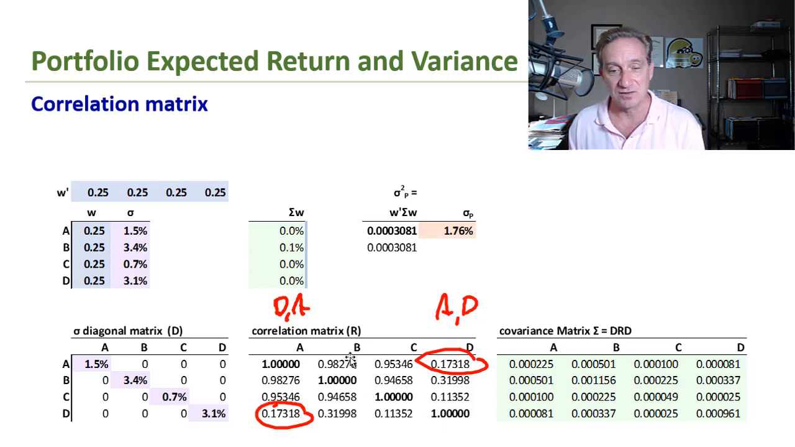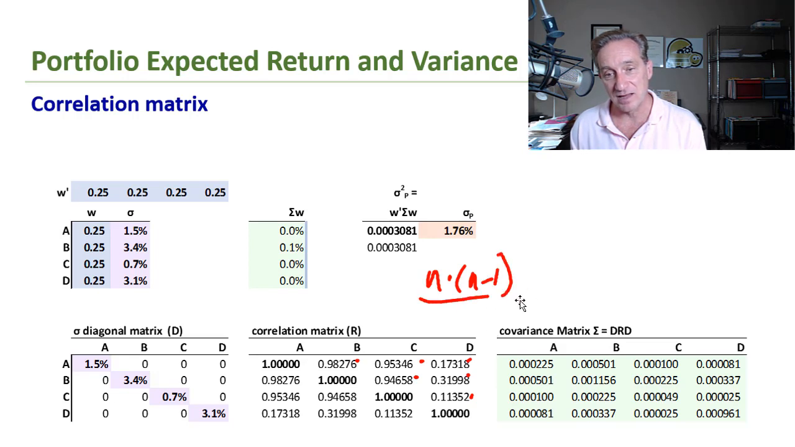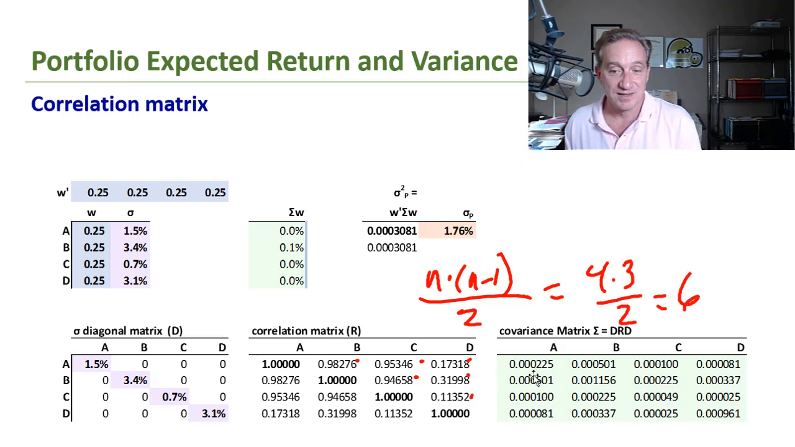So here, with the 4 positions, we only have 1, 2, 3. I'll just erase these. 1, 2, 3, 4, 5, 6 unique pairwise correlations in my 4x4 correlation matrix. And no accident, that's a triangle number, given by n times n minus 1 divided by 2, which in this case is 4 times 3 divided by 2, which is 6. So that's how many pairwise correlations. And as the matrix gets larger, that's also the reference to the curse of dimensionality.